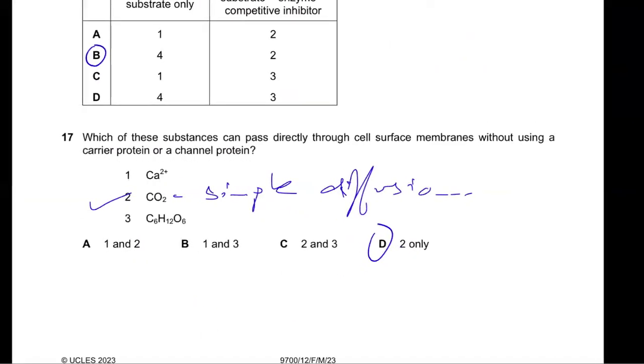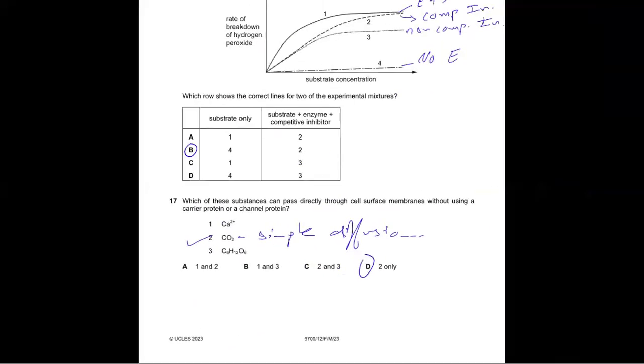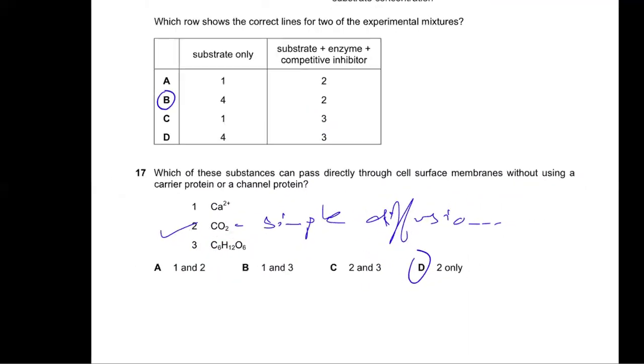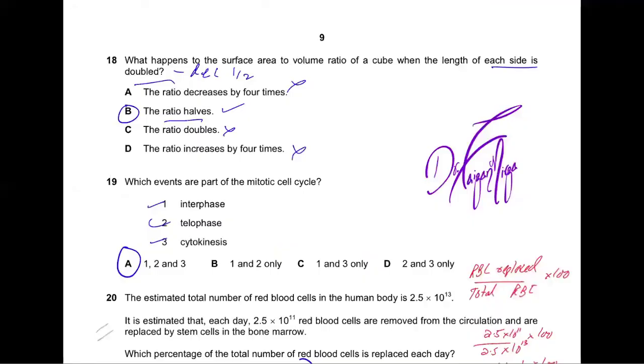Which of these substances can pass directly through the cell surface membrane without using a carrier, which means that this is allowing simple diffusion to occur. So we know this is charged, this is large, so they can't move by simple diffusion. Whereas this is a gas, it can move by simple diffusion, so 2 is the only option. This 3 is glucose, C6H12O6. It is a polar molecule, so it would need a channel or a carrier protein.